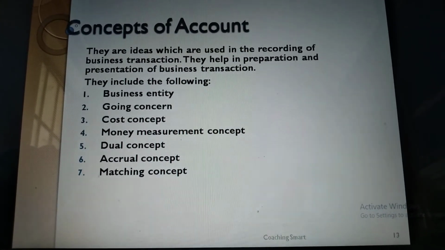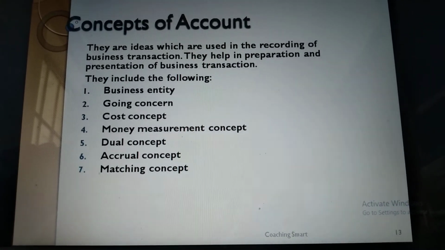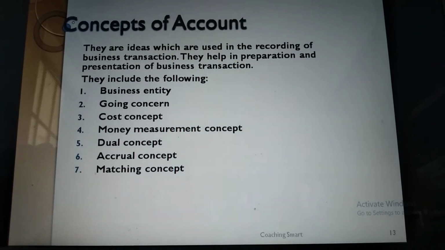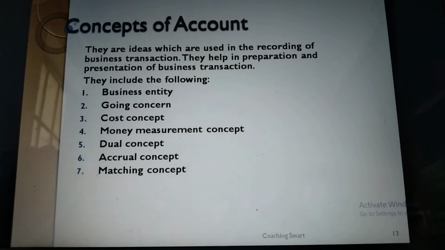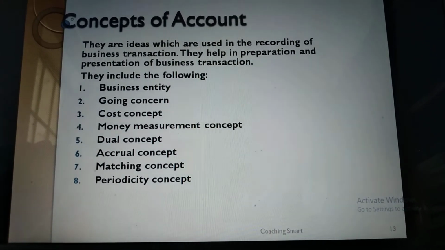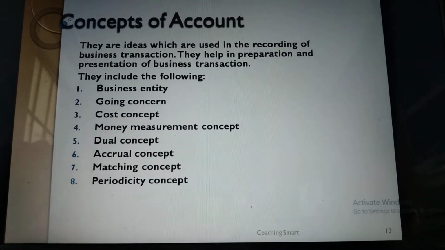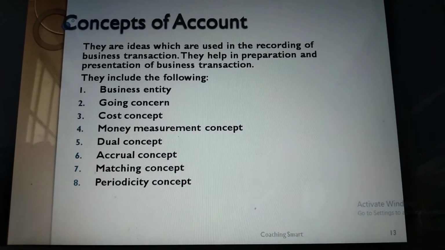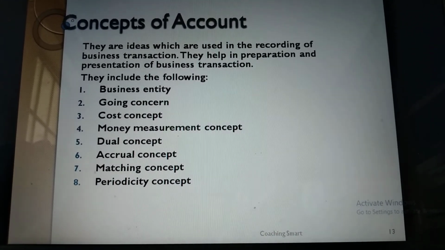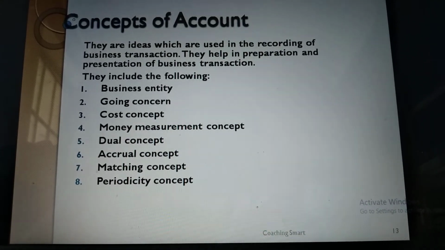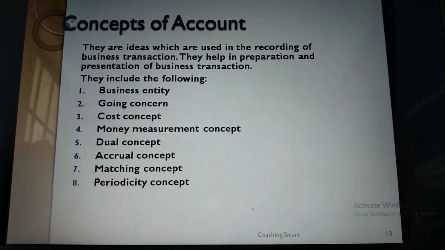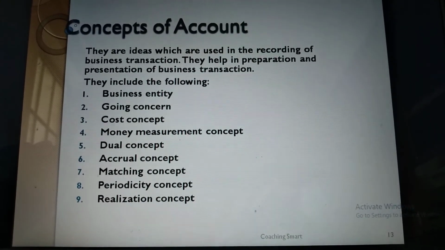7. Matching concept. Under this concept, expenses are matched with revenue. Whatever you spend determines what you generate. 8. Periodicity concept. Under this concept, all business transactions must be established in terms of time. For how long? Financial year is normally from January to December or from July to June based on the nature of business. Then realization concept.